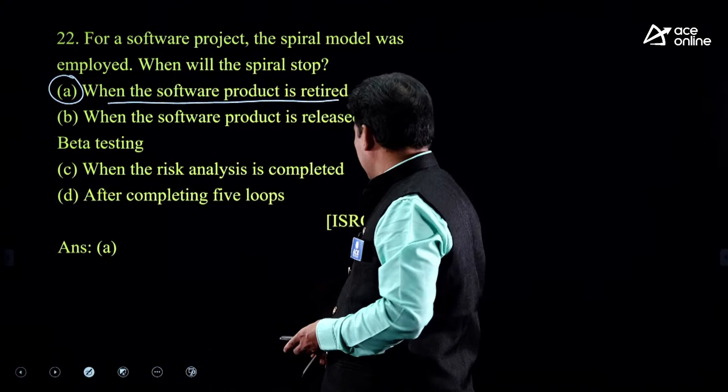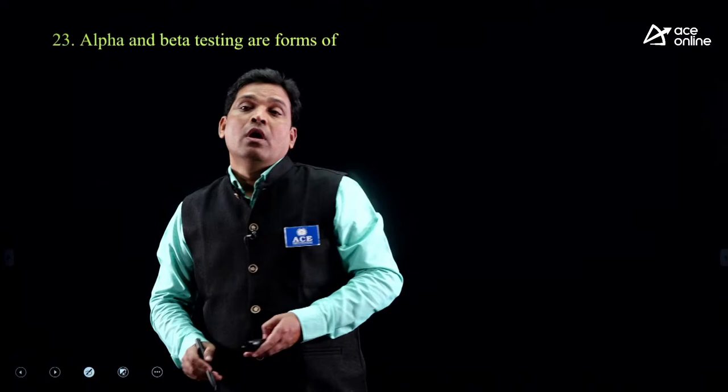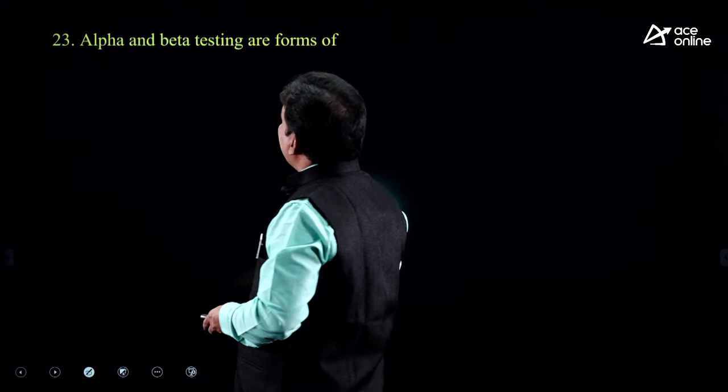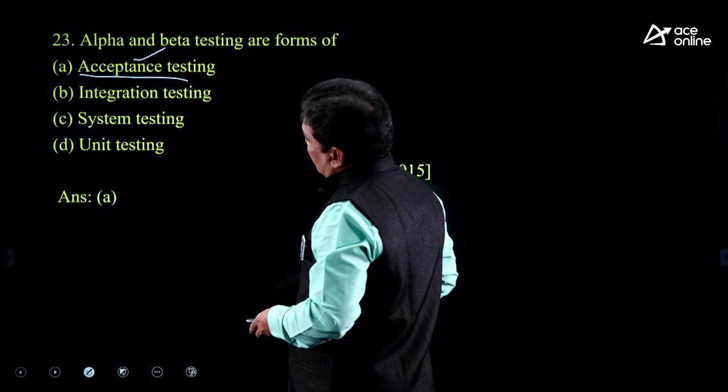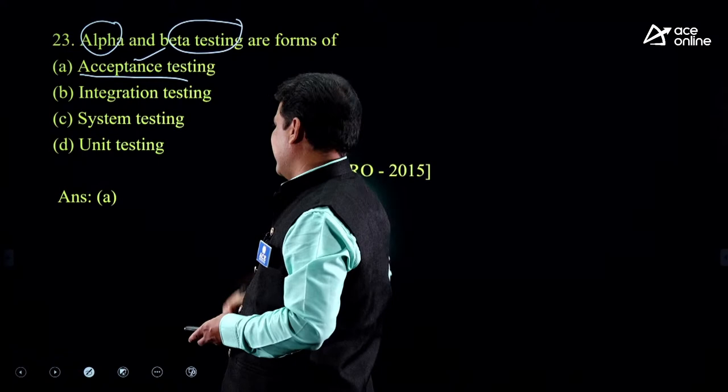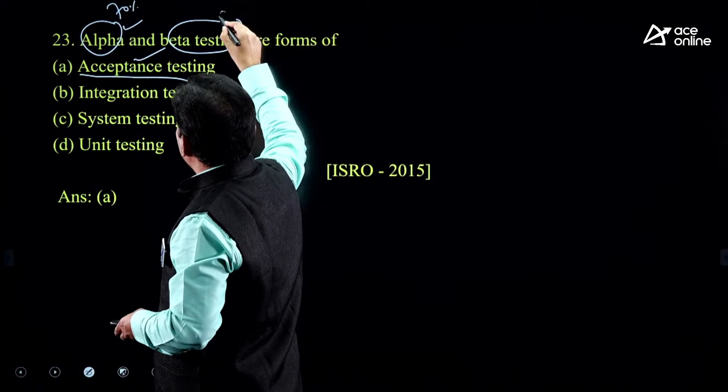And what is the purpose of the spiral model? To identify risk, to resolve risk. That is the purpose of the spiral model. Alpha and beta testing are forms of what here? Acceptance testing, integration testing, system testing. Which testing here? So, acceptance testing, alpha and beta testing. Alpha testing can be done at the developer side, whereas beta testing can be done at the customer side, right? So, here once 70% of the project is complete, alpha testing will take place. Once 90% of the project is complete, beta testing will take place.